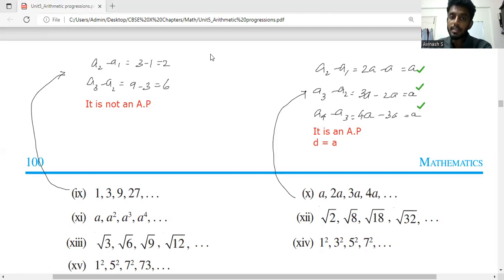And also, we can write the common difference, which is A. And then we find the next 3 terms. The next 3 terms will be just add A. A is the common difference in this particular case. So when we add A to this 4A, we get 5A, we get 6A, and we get 7A. So these are the next 3 consecutive terms of this particular AP. So this is how we do 10 subdivision.